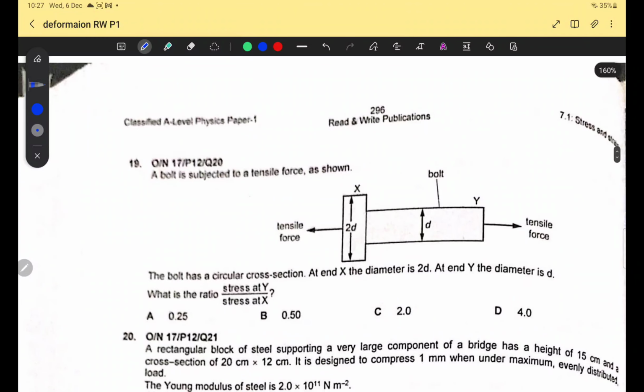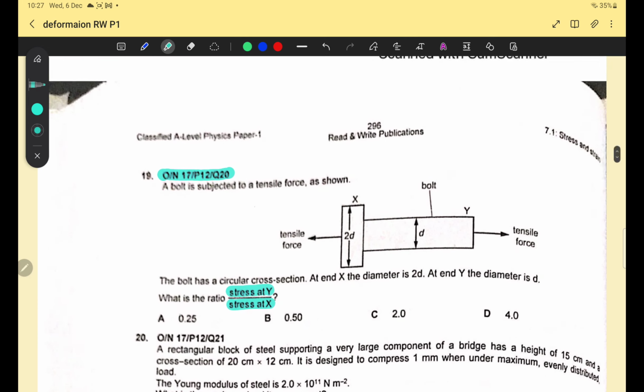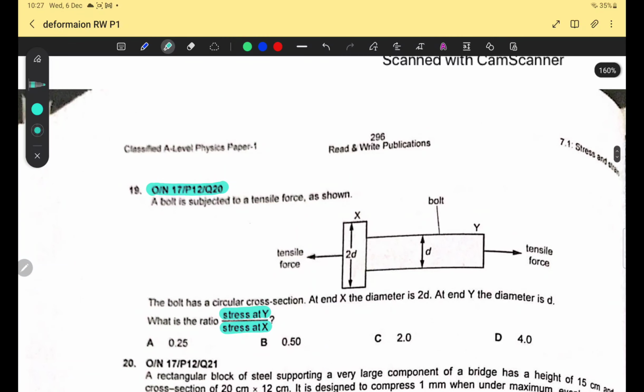This is question number 19, November 17, paper 12. In this question, you have to calculate a ratio of stress. Beta Afra, if you are going to calculate a ratio of two same quantities, then which method should you use? Same co-kato. If you are calculating a ratio of stress, then which method should you use?